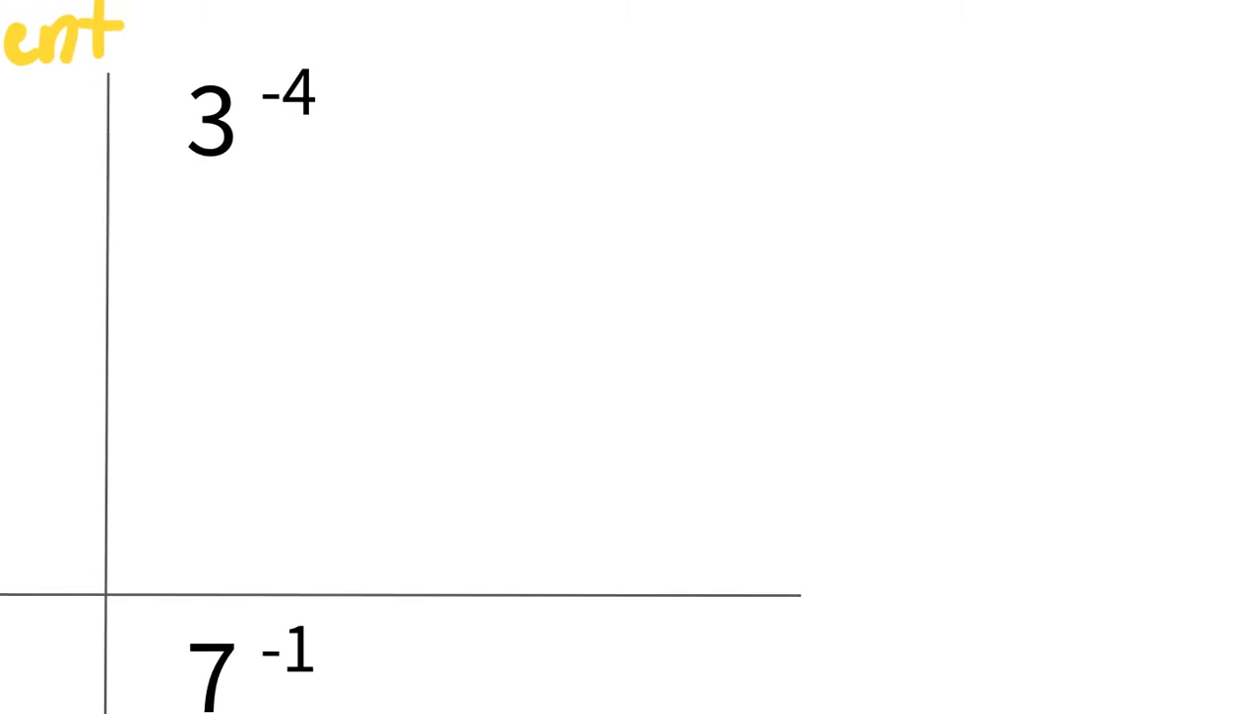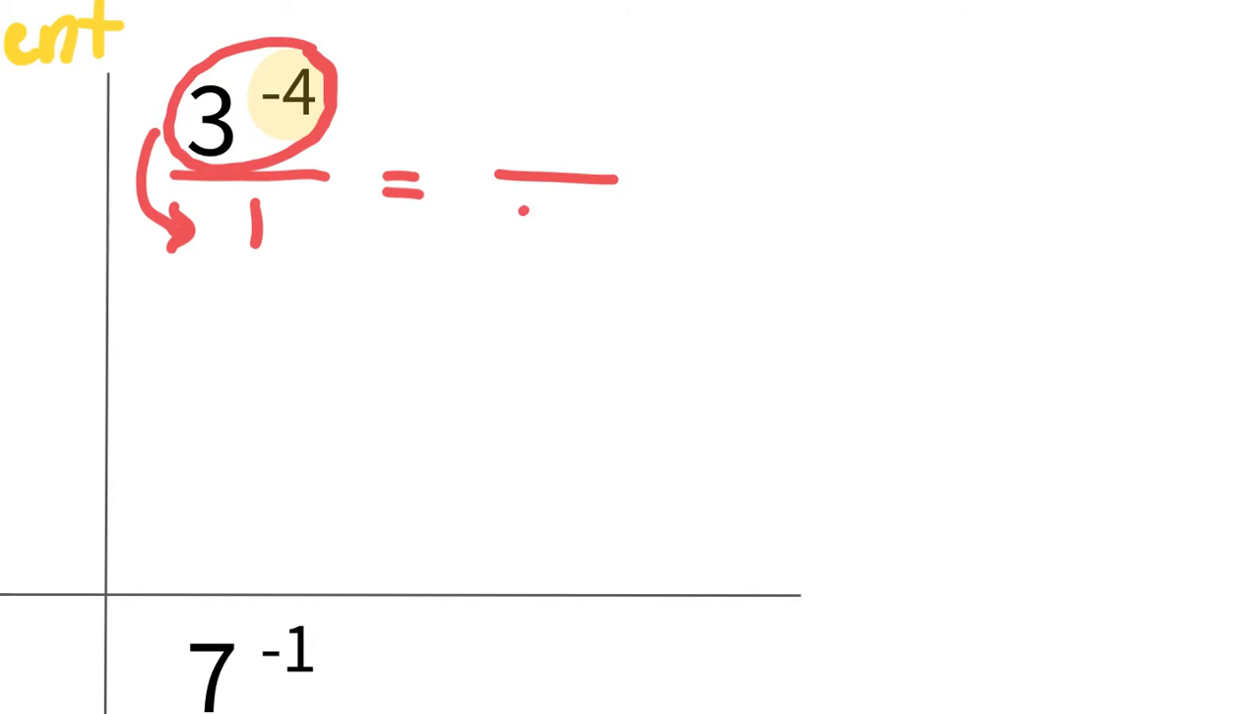For the next example, I have 3 to the negative 4th. Now again, this is a negative exponent, and we know whenever we have a negative exponent, if I rewrite this as a fraction, I have to take the whole number with the negative exponent and bring it to the bottom. So this will become 3 to the 4th, and I'm left with just a 1 on top.